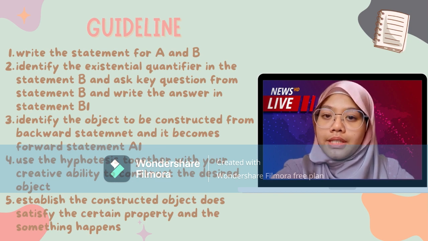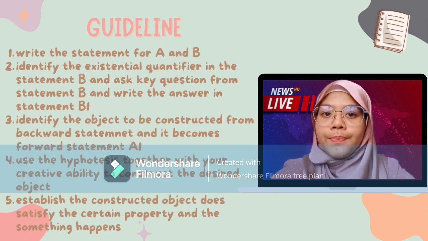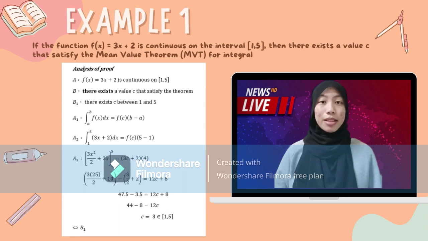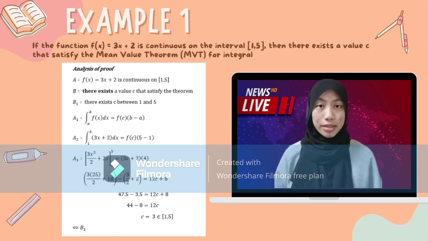Next, use the hypothesis together with your creative ability to construct the desired object. Lastly, establish that the constructed object satisfies the certain property and the something happens. This is why it is important to identify the object, certain property, and something happens in the proposition statement. Now we understand the definition of construction method. So let's move on to the example.